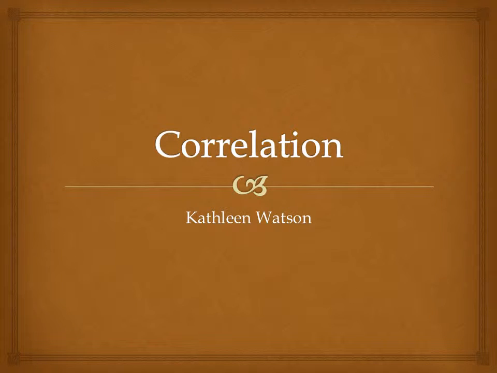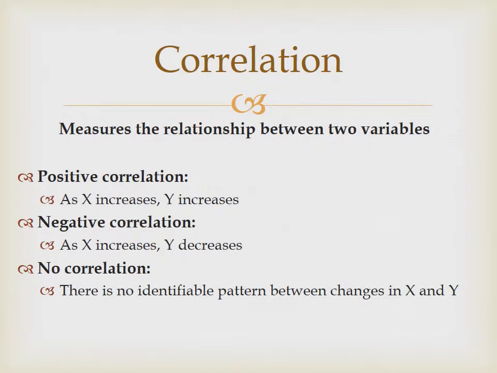So next up, we're going to take a close look at correlation. Correlation measures the relationship between two variables. So we would say positive correlation exists when, as one variable increases, the other one also increases. And then we would say there's negative correlation when we find that as one variable increases, the other one decreases.